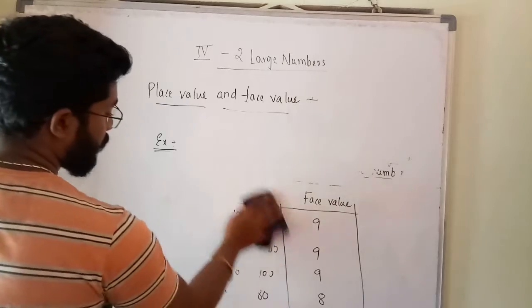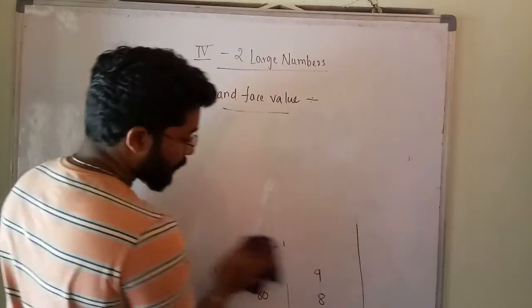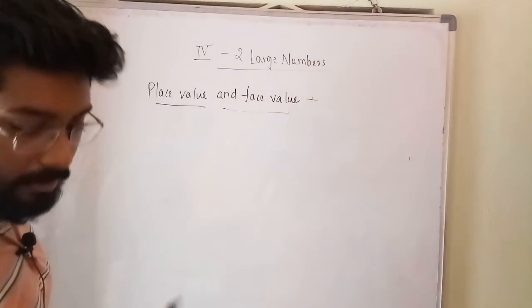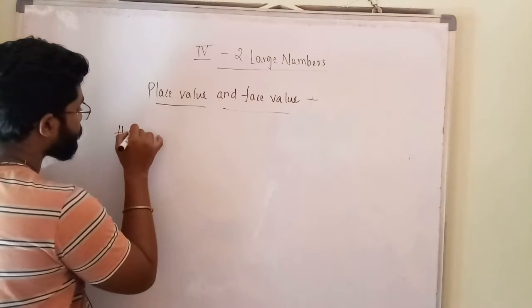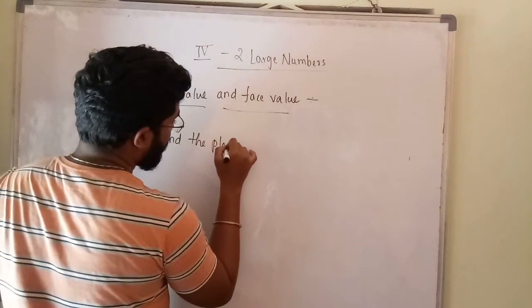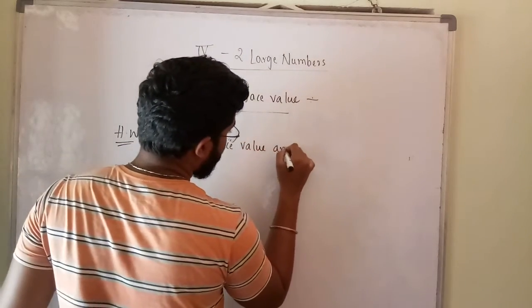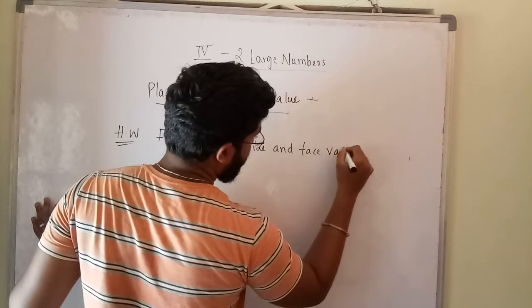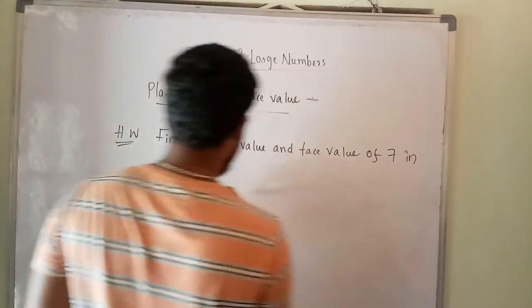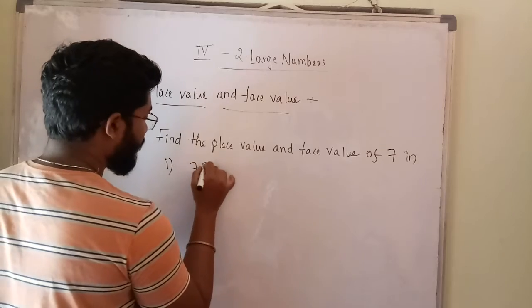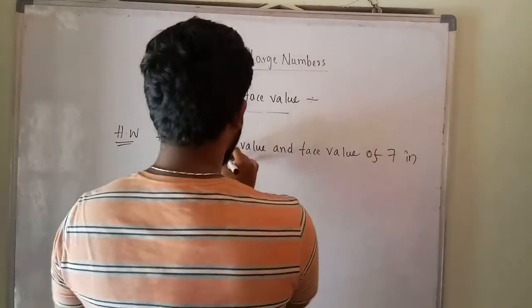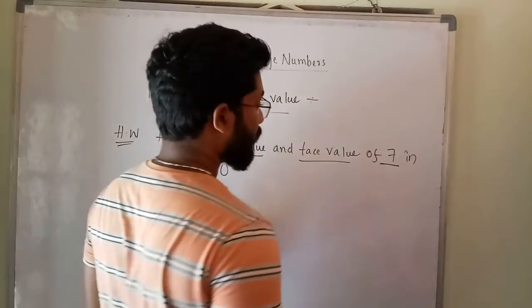I have given you plenty of examples. So once again you have to try. I will give some homework for you. Homework: find out the place value and face value of 7 in the following numbers. First number is 7890.